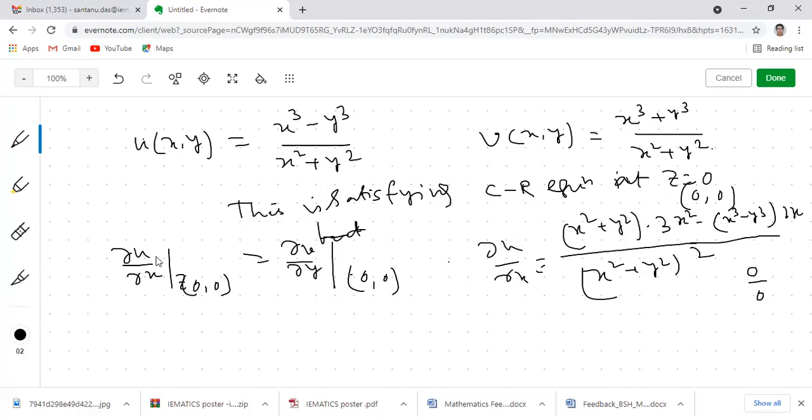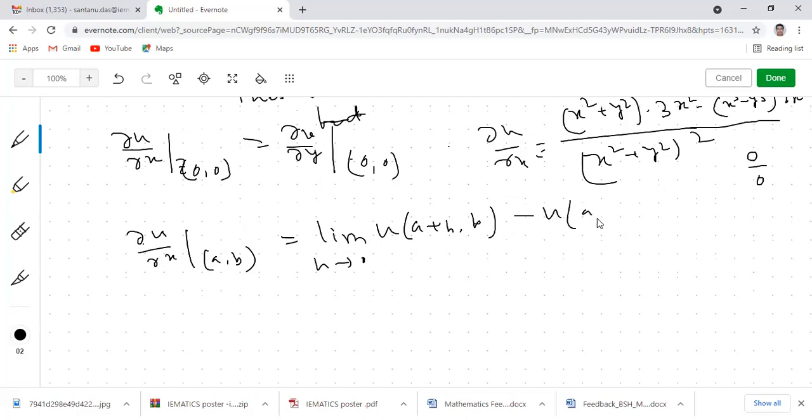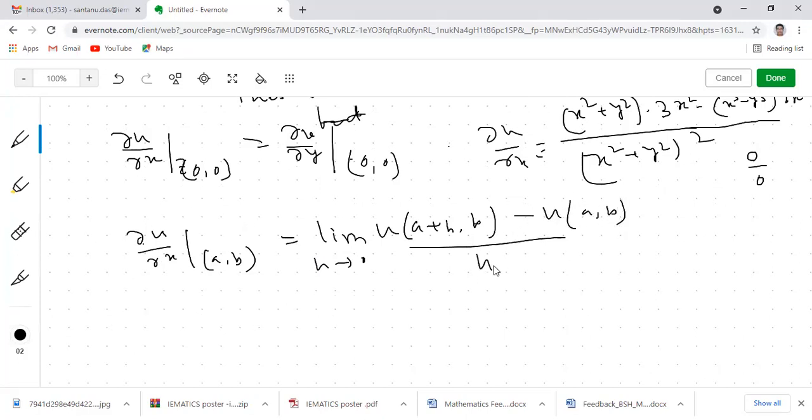So in order to show that del u del x at 0 0 and del v del y at 0 0 are equal, you need to use the definition here. Can you remember the definition of partial derivative? I'm writing it over here. If you are asked to find the derivative at the point (a, b), the definition is limit h tends to 0, u(a+h, b) minus u(a, b) by h. Since I am taking the partial derivative with respect to x, the y coordinate is kept fixed at b, but the x coordinate changes from a to a plus h, divided by h.